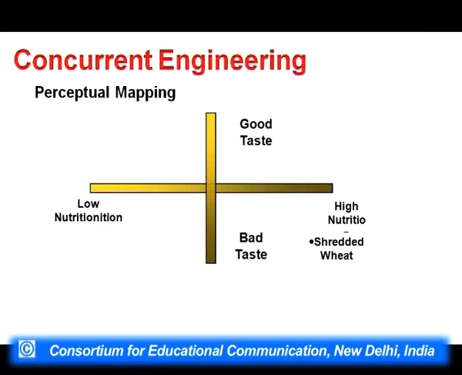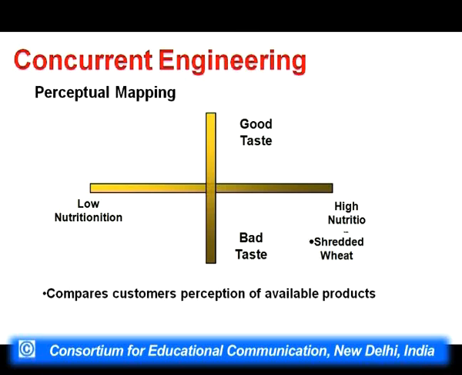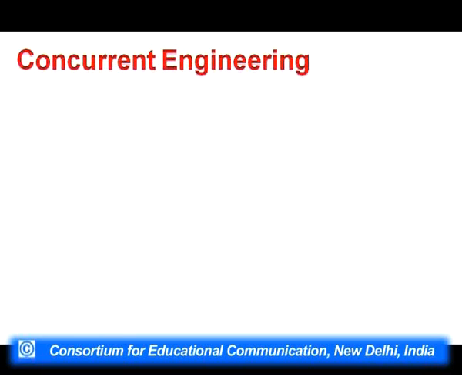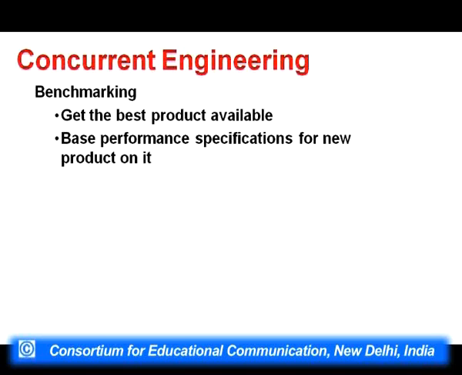Perceptual mapping is mapping the products available in the market. On an x-axis and y-axis, there are 4 quadrants. We place the available products in different quadrants, and then we identify the gap between the available products and customer needs. This compares customers' perception of available products and identifies the gap in the market. Then we come to benchmarking.